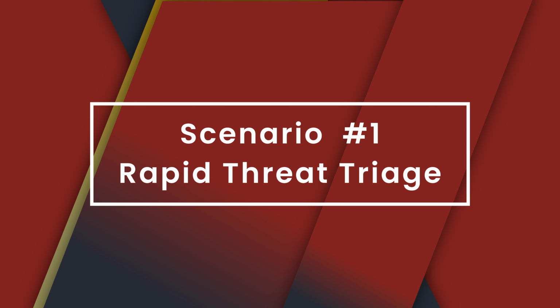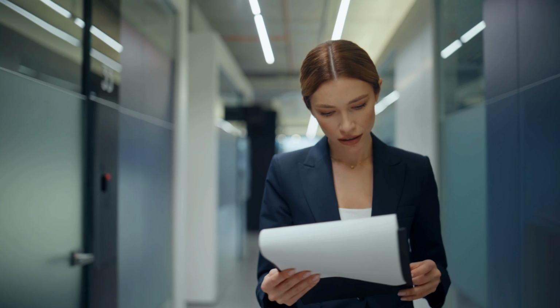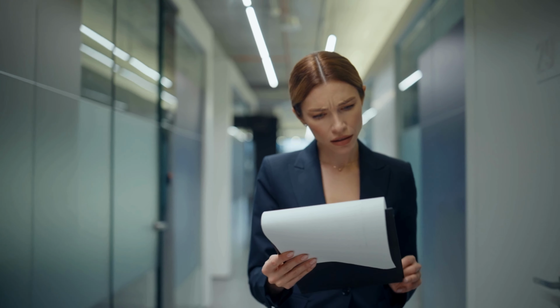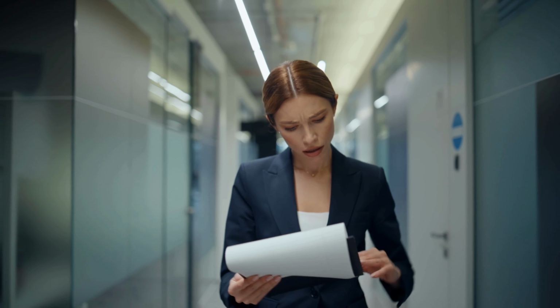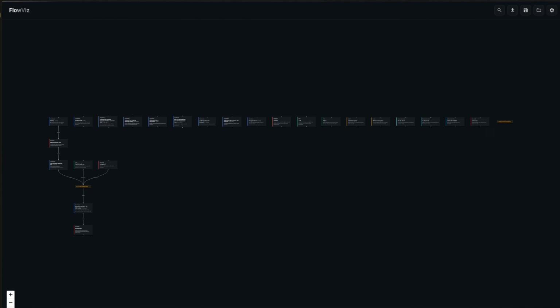Scenario 1 is rapid threat triage. BlackBasta drops a new ransomware variant. The Mandiant report publishes their analysis. 40 pages, dense technical detail. Without FlowViz, your analyst spends 4 hours reading that report, highlighting, manually typing T-codes into a spreadsheet to assess the coverage. With FlowViz, 60 seconds to generate the visual graph.